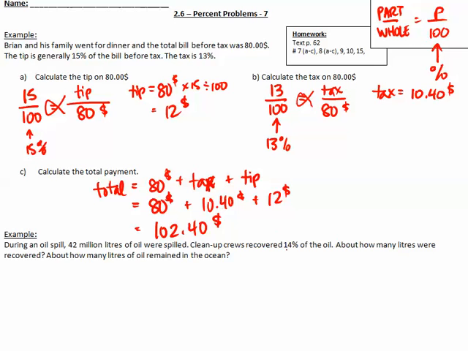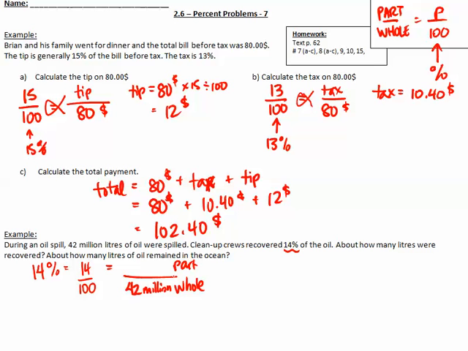Well, we have the number 14%, and we can always change that into a fraction. So 14% is the same thing as 14 out of 100. Now the second part we need to do is figure out what the part and the whole is. Well, what does this 14% mean? So 14% was recovered of the total oil that was spilled. So the total oil that was spilled was the 42 million liters of oil. So I'll put 42 million. I can also rewrite it as a number, 42 with 6 zeros afterwards.